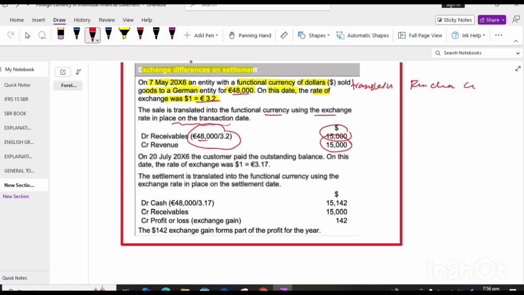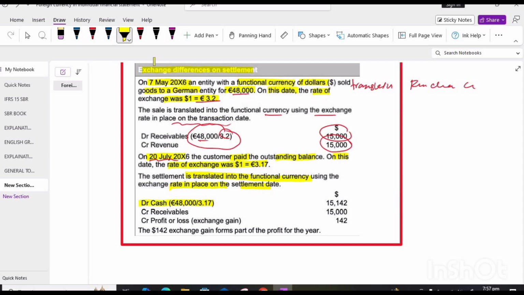So you divide this with this. Now, on settlement on 20th June 2006, a customer paid the outstanding balance on this date. The rate of exchange is this, so you again translate the amount into functional currency. The settlement is translated to functional currency using the exchange rate on the settlement date, and that is 3.17. So when you translate this, you have 48,000 divided by 3.17. Then you will have cash, this one.